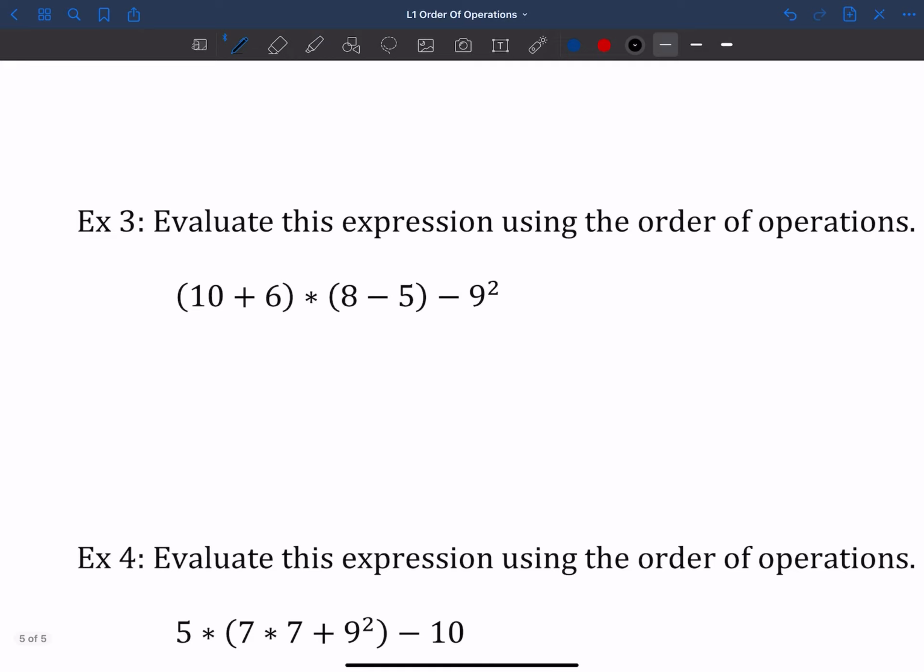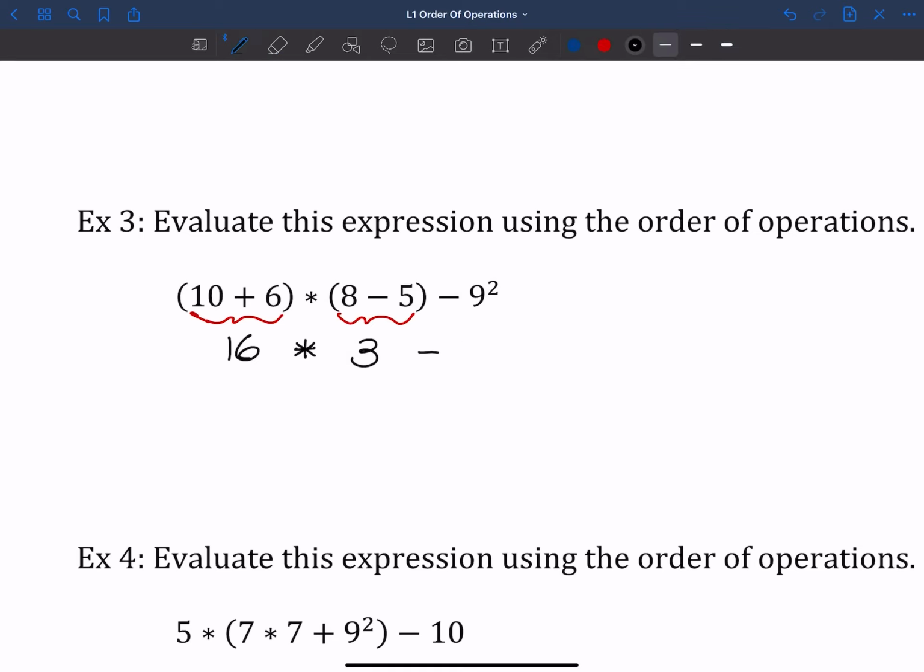Ew, 3 different chunks of stuff. Why would I do this to you? But this one's actually not too bad either. Let's take it one step at a time. We've got some parentheses. We need to take care of the stuff inside those. So this first set of parentheses, 10 plus 6, well, that's just 16. Again, if you're feeling up to it, we can shortcut this a little bit and do a little less writing. 8 minus 5 in that other set of parentheses is just going to be 3. Don't forget to bring everything else down just as it is above. So we've still got 16 times 3 minus 9 squared.